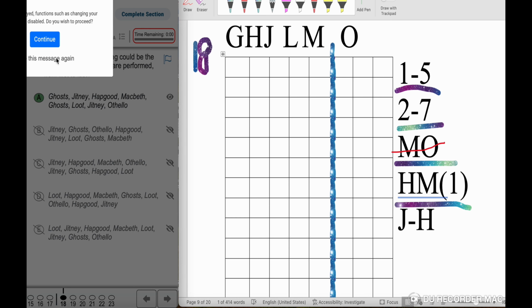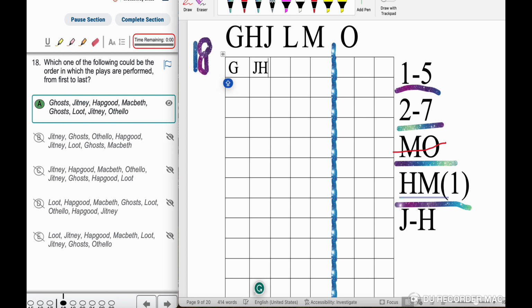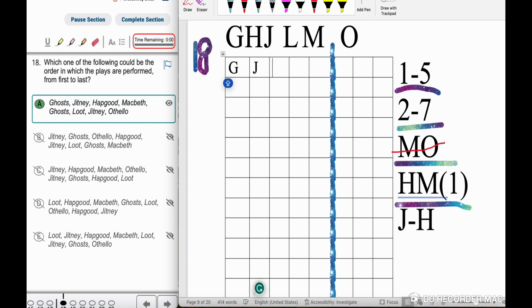The answer is going to be A with the following variables in order: G, J, H, M, G, L, J, O. So let me fix this up so it looks proper. So G, J, H, M, G, L, J, O. This would be the proper world for this one. This one works, so that's why I recorded it down. And with this one, we can refer back to it if we have any questions.